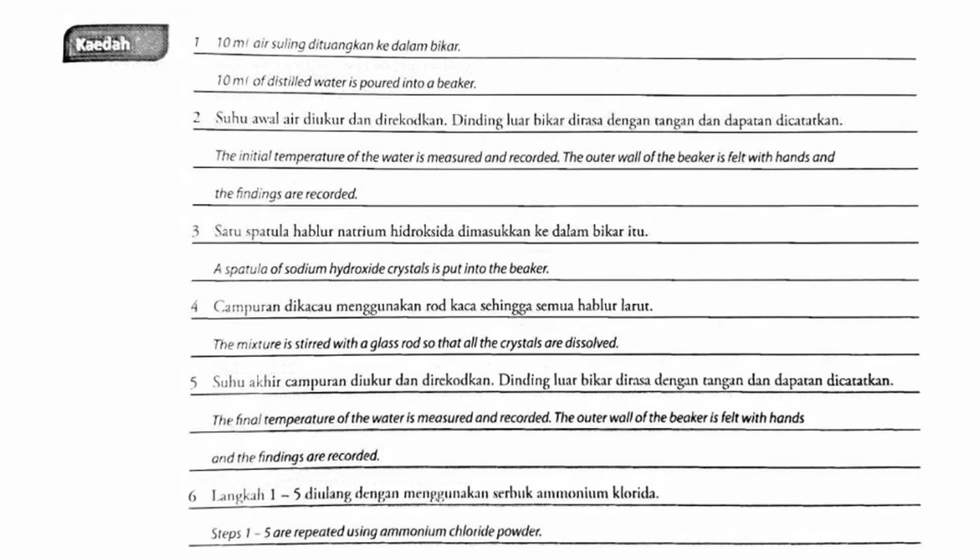How to do it? These are the steps. 10 ml of distilled water is poured into a beaker. The initial temperature of the water is measured and recorded. The outer wall of the beaker is felt with hands and the findings are recorded.